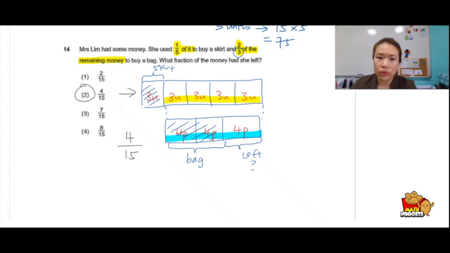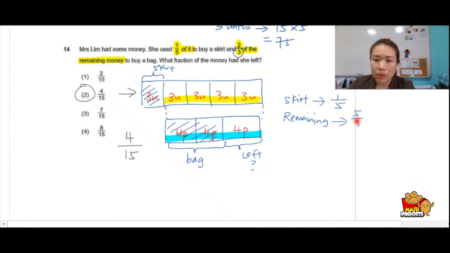If you prefer to do it the fractions way, I'm just going to write down the information. Skirt, 1/5 of the money was used. So now let's find the remaining. The remaining will be 1 whole minus the skirt, which is 4/5. Next, let's find out the fraction for the bag. 2/3 times the remaining, which is 4/5. This was used to buy the bag.